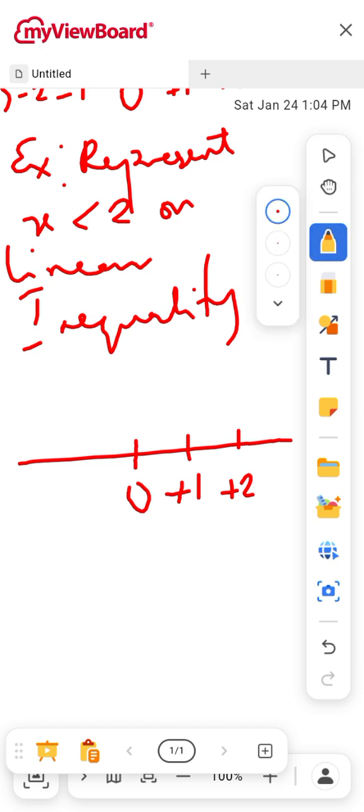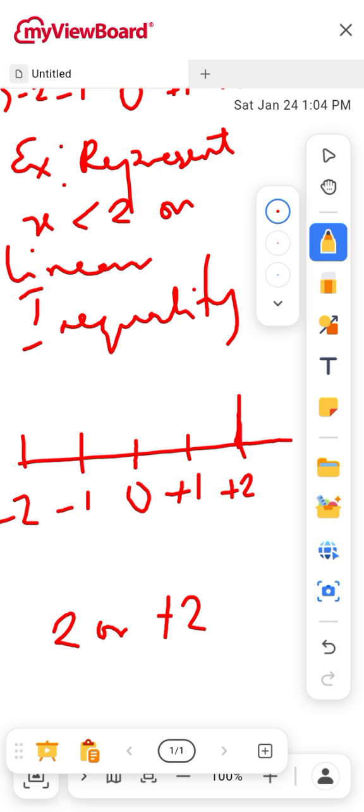Don't forget, a positive number, you can write it like this or like this. 2 or plus 2, they mean the same. So they say we should represent x less than 2. The first thing you are going to do is to locate your number. This is my number here, 2, and you put a 0 there. You will not shade it because there is no equal to. We are still going to come to the one that we're going to shade.